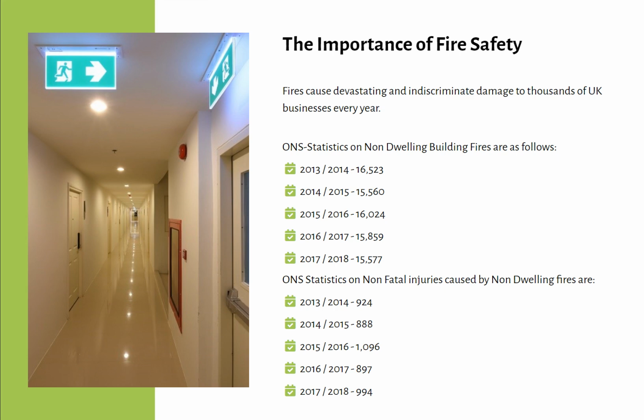ONS statistics on non-fatal injuries caused by non-dwelling fires are: from 2013 to 2014, 924. From 2014 to 2015, 888. From 2015 to 2016, 1,096. From 2016 to 2017, 897. From 2017 to 2018, 994.